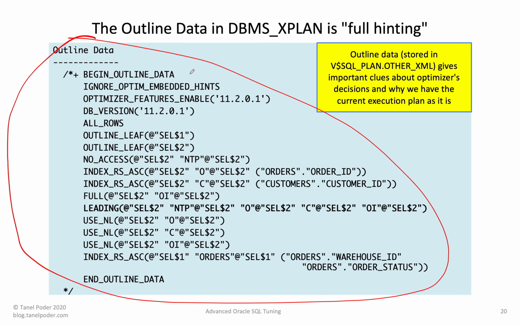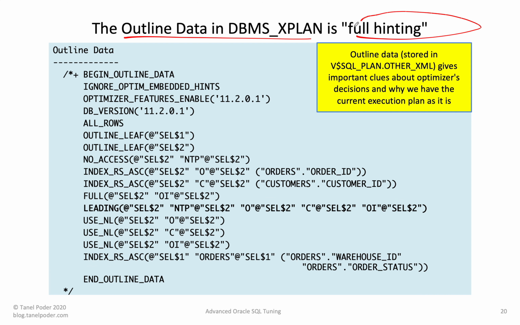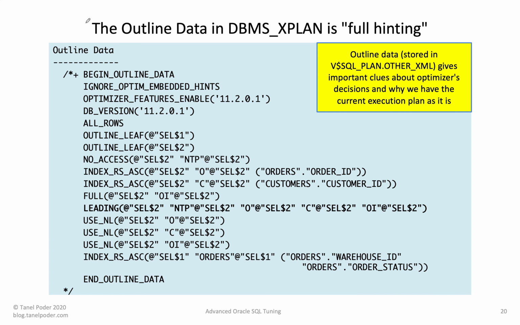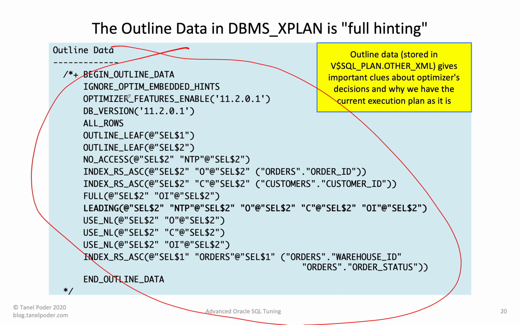Because what you see in this outline, this is full hinting. This is what stored outlines used. Nowadays you don't use them, right? This is what SQL plan baselines use. SQL plan baselines are basically a bunch of stored hints taken from an outline, plus some extra magic, extra validation of performance, but essentially how a SQL plan baseline comes up with the known good plan, it's these hints you see on the screen here, right?